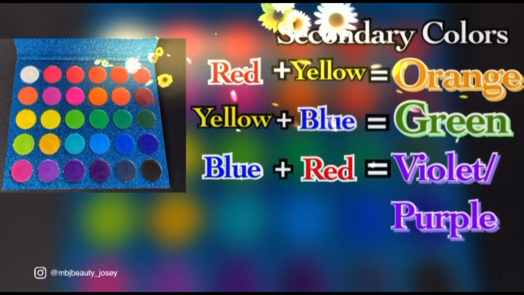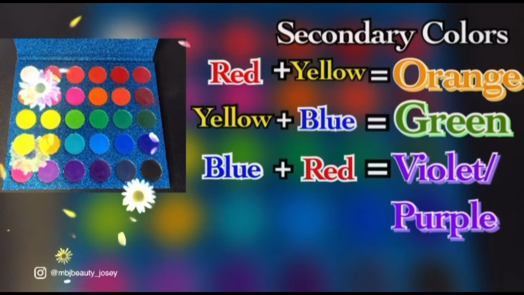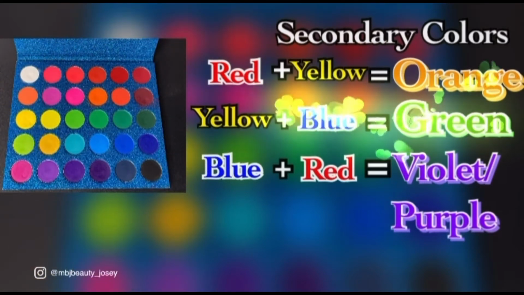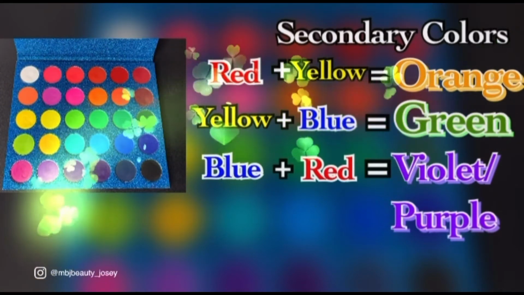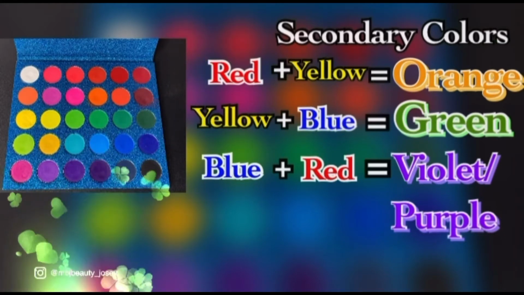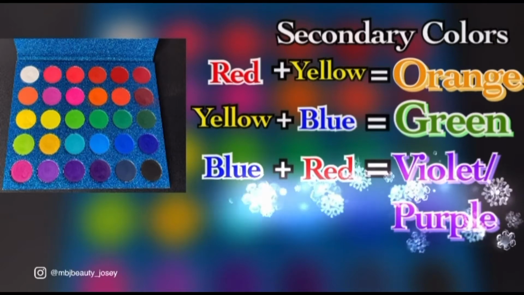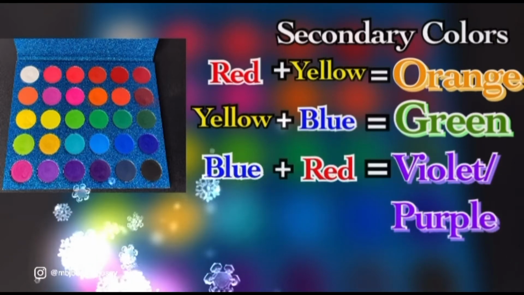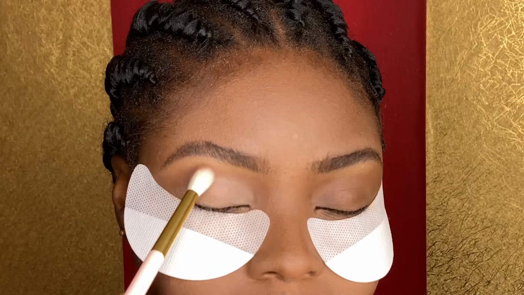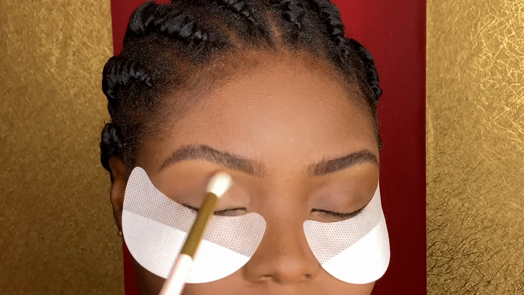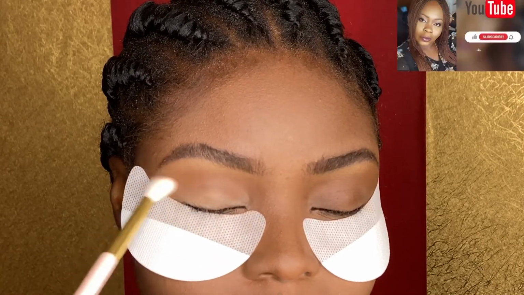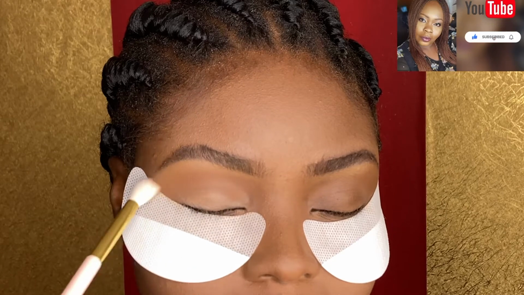And so fam, this also means that orange blends in well with yellow and red, green blends in well with blue and yellow, and violet or purple blends in well with red and blue. And so fam, taking all this into consideration, I'm going to demonstrate with my beautiful model here. Her name is Na, and this is her second appearance on my channel.